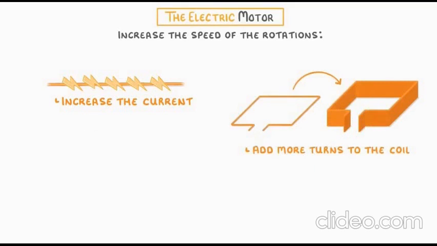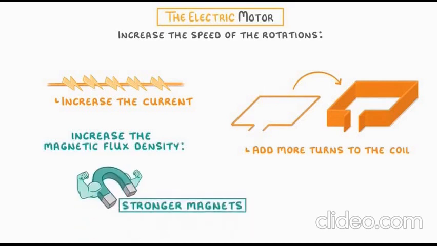And the third one, which is also very obvious, is the magnetic field, by increasing the magnetic flux density and using a stronger magnet, right? So these are the three factors on which the speed of the rotation depends, and you can increase or decrease the speed of the electric motor by playing around with these three factors.